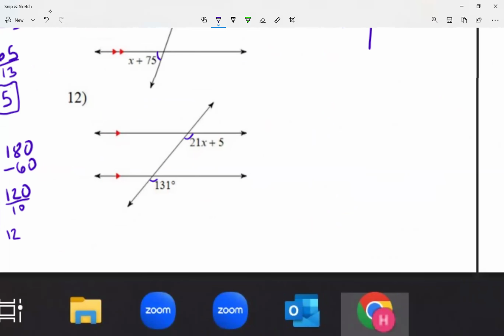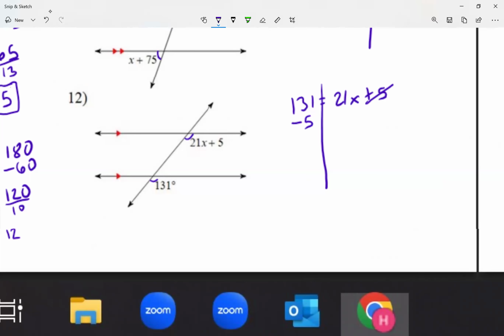These two angles are corresponding. And I know corresponding angles are equal to each other. So let me write this as 131 is equal to 21x plus 5. Let me separate them through the equal sign. Earlier, I didn't say always move things to the left or always move things to the right. I said I want to get the x by itself. Sometimes the x might be on the left side. Sometimes the x might be on the right side. I want the x by itself, so this plus 5, I want to get rid of it. I'm going to bring it to this other side. Don't forget to switch the sign.